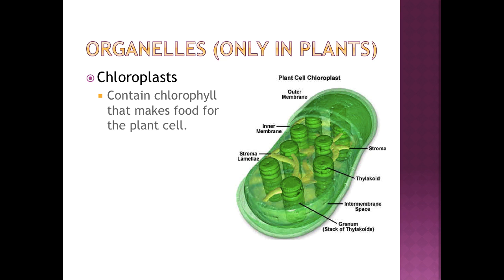And the second organelle that is only found in plants are chloroplasts. Chloroplasts contain chlorophyll that makes food for the plant cell. A plant cell has to have chloroplasts in order to carry out the process of photosynthesis, because in the chloroplast, that's where the energy and the sugars are made in order for the plant to have energy to carry out its life functions. And this is an example of what a chloroplast looks like if you were to put it underneath a microscope and see the inside of it.